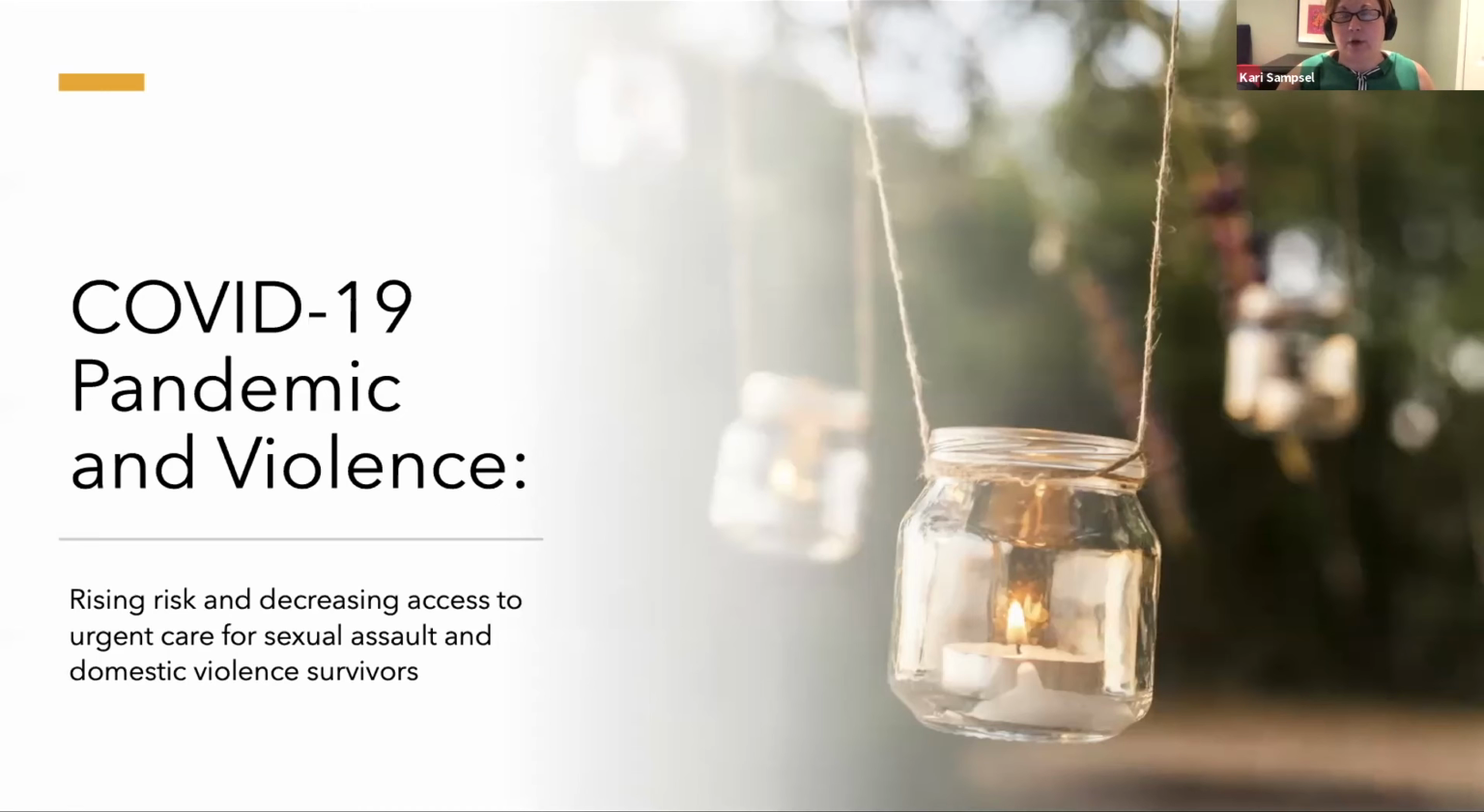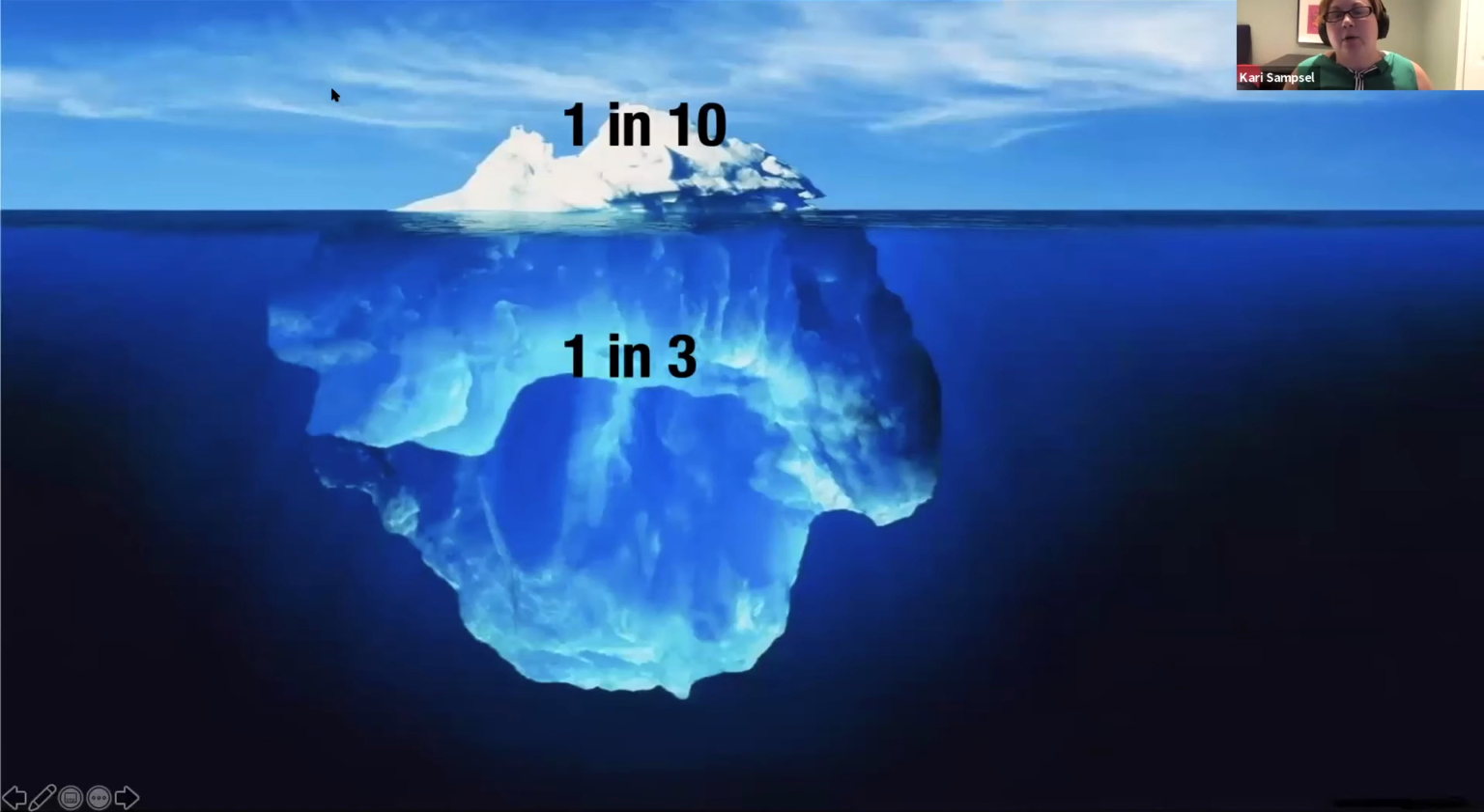And as we all know, the COVID-19 pandemic has hit everybody very hard. Intimate partner and sexual assault violence patients are no different within this category. We know that only 1 in 10 people will disclose having sexual assault or sexual violence within their lifetime to a healthcare provider, but 1 in 3 will have this be an issue for them in their lifetime. So this is something that's more common than a lot of other medical entities that we do take care of over time.